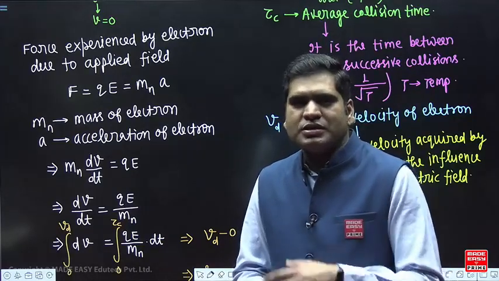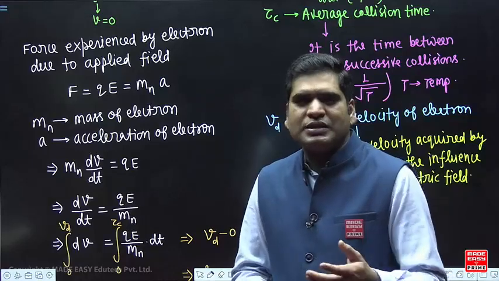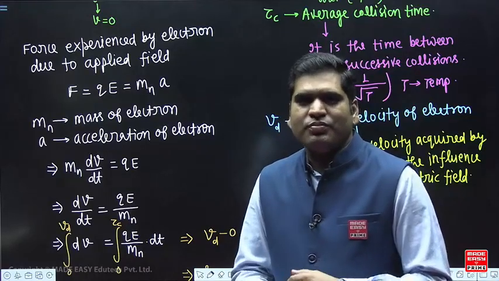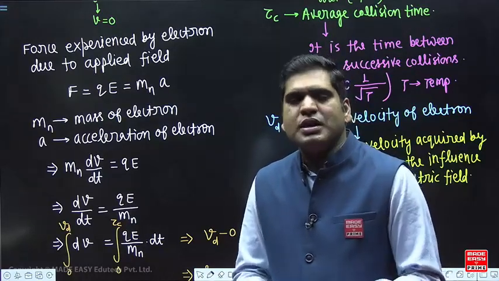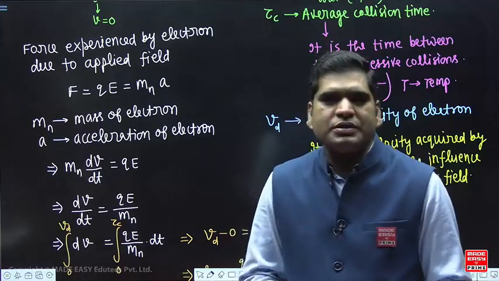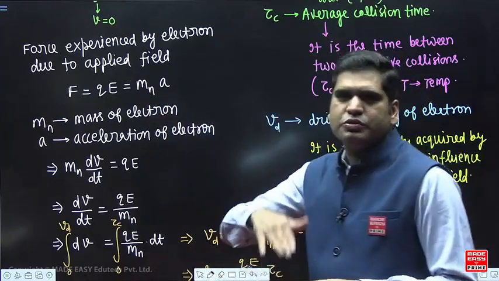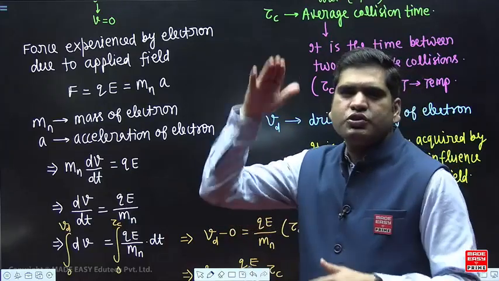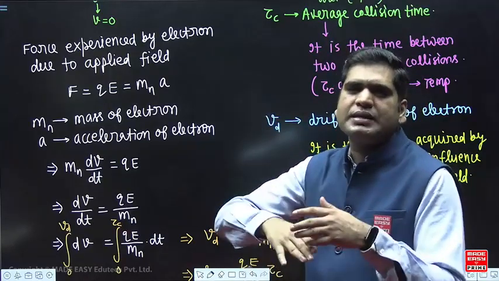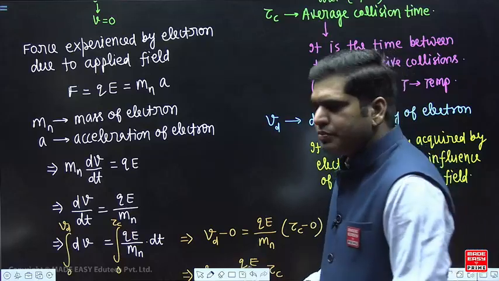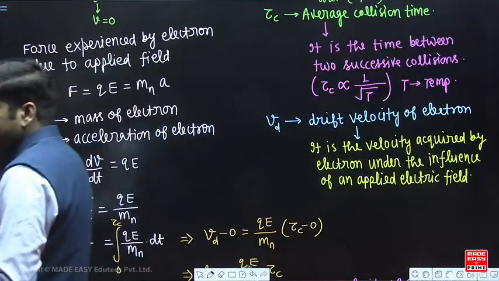For us, what matters is that if the collision is happening for this electron, then it is coming to rest. That we want to discuss. But in general, the collision happens between atom and electron. Atoms are vibrating around their mean position and an electron is moving. So an electron may get scattered by this vibration. It means it may get collided by the atom.